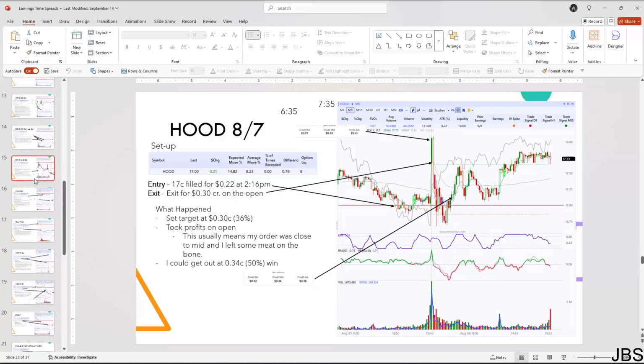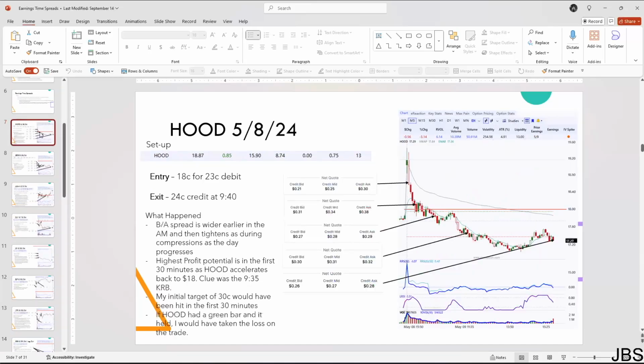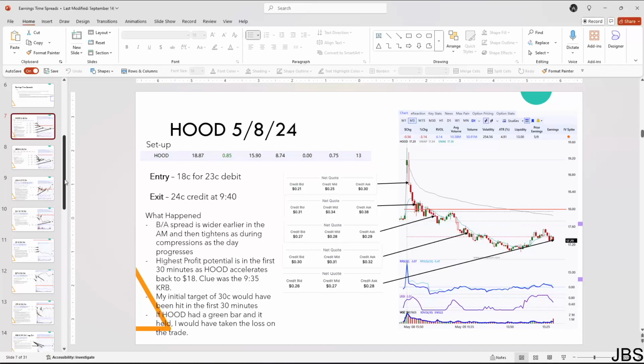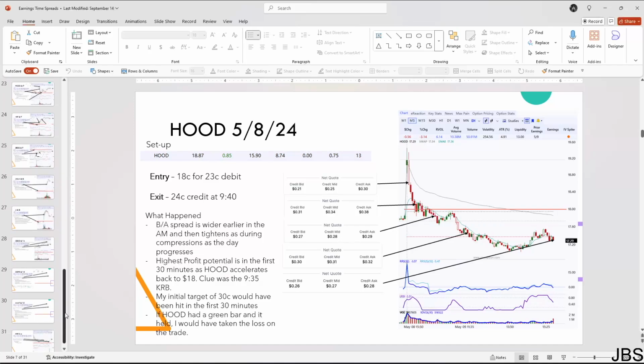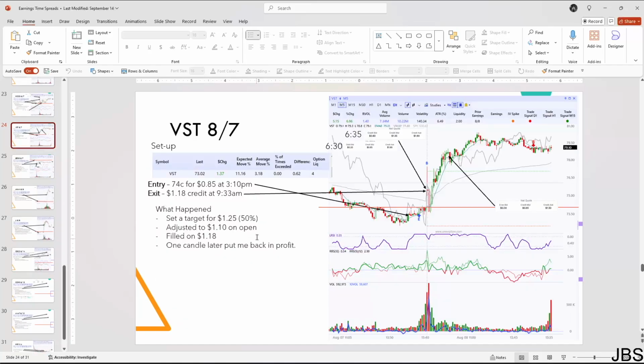I believe I took Hood earlier last quarter. Let's see if I can find it. Yep, I took Hood. Pretty much a very similar setup over here, and took a nice amount of profits. WDC is also one of these stocks you'll see me take again. Same thing with VST.